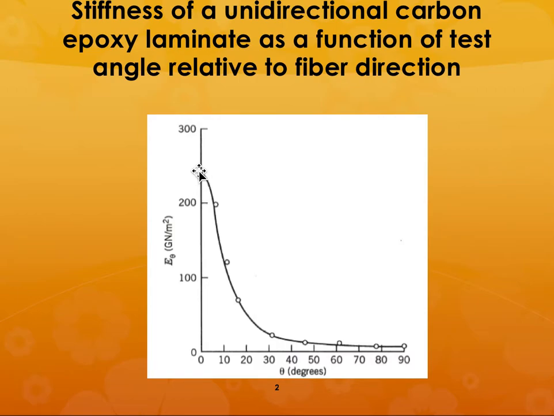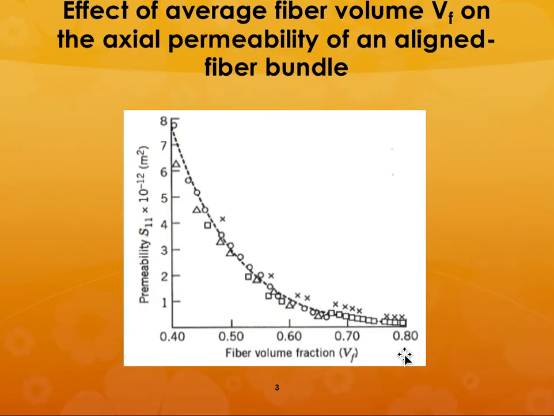rule of mixtures data for the fiber matrix combination. In this case, it's approximately 250 gigapascals. Okay, but as you get away from the 0-degree orientation, the stiffness of that composite material will start going down and it will be almost close to that of the matrix by itself when your test direction is close to 90 degrees to the orientation of the fibers. And this is represented in this kind of a figure.